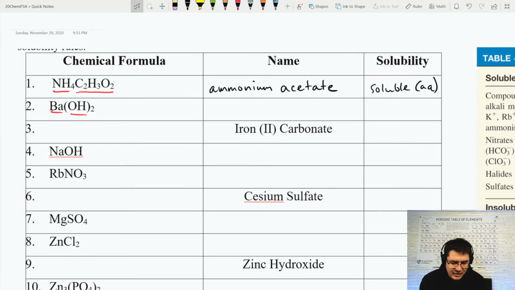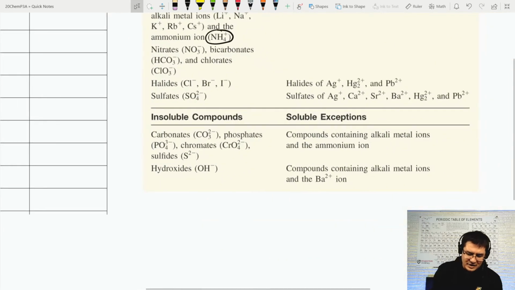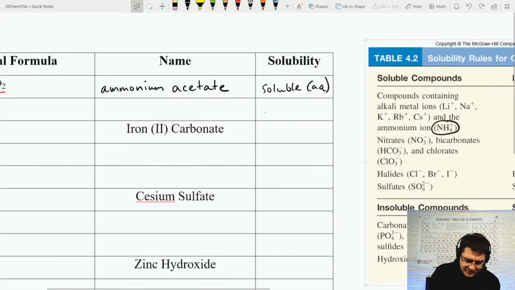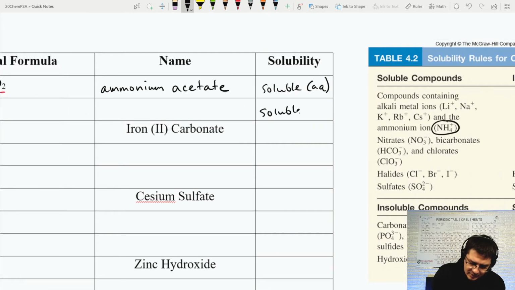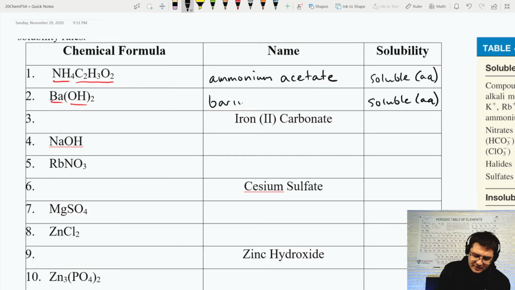Okay, the next one, barium hydroxide. We talked about barium hydroxide. Barium hydroxide falls down here. Hydroxides are typically insoluble, but barium falls under a soluble exception. So let me get that up here. I'm just going to start writing AQ for soluble. Okay, and I can write this in barium hydroxide.